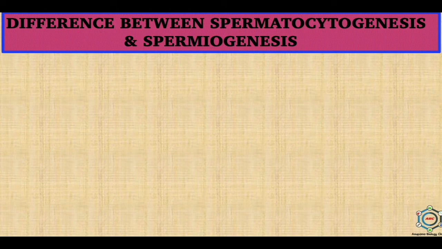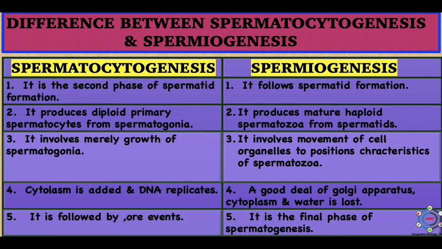Now, what is the difference between spermatocytogenesis and spermiogenesis? Spermatocytogenesis is the second phase of spermatid formation, while spermiogenesis follows spermatid formation. Spermatocytogenesis produces diploid primary spermatocytes from spermatogonia, while spermiogenesis produces mature haploid spermatozoa from spermatids. Spermatocytogenesis involves merely growth of spermatogonia, while spermiogenesis involves movement of cell organelles to positions characteristic of spermatozoa.